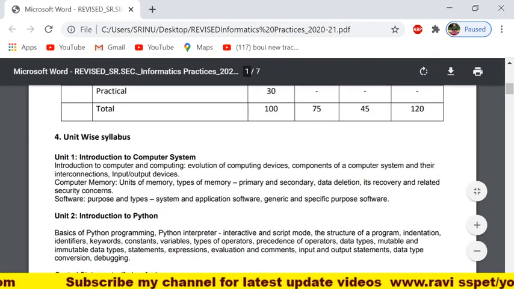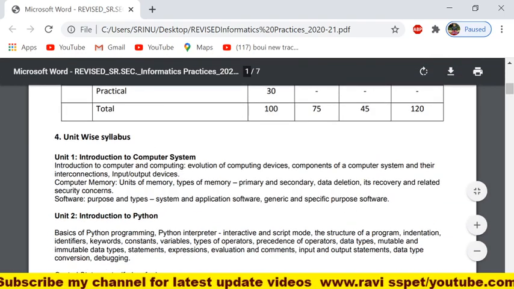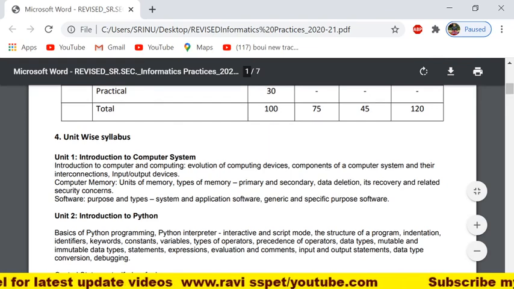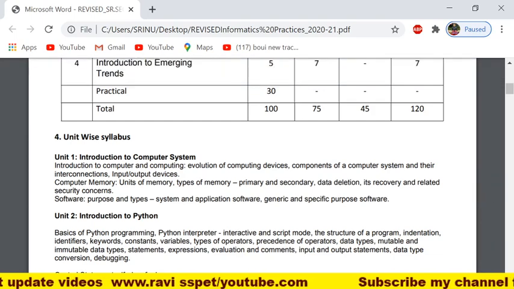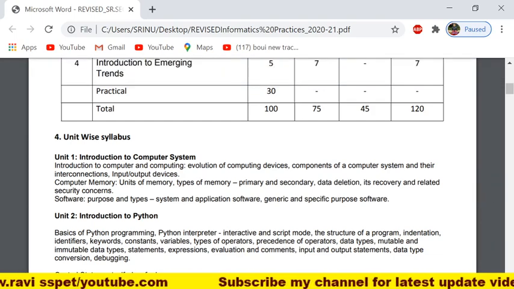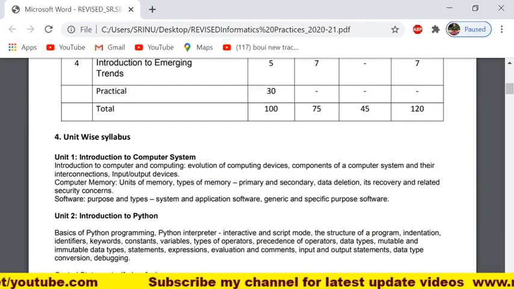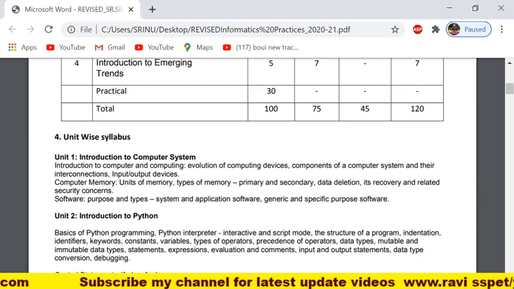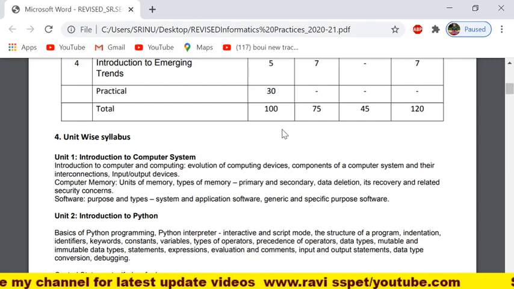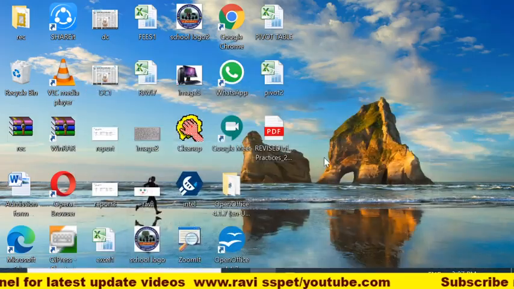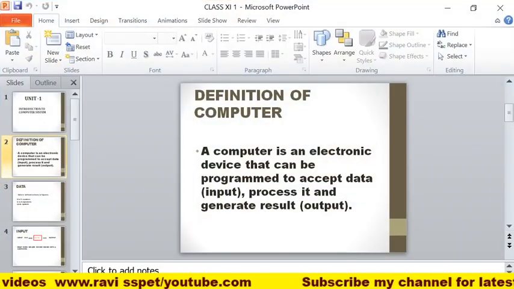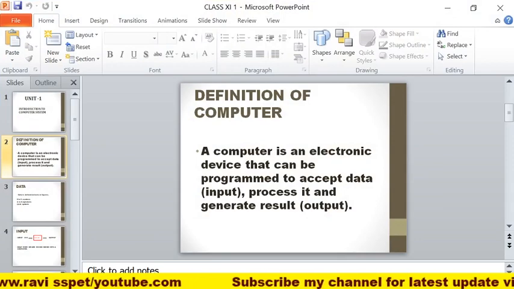Here we have the first unit, Introduction to Computer System. In this unit we have computing devices, components of a computer, computer memory, and softwares and types of softwares. So in this video, let us start the first unit, Introduction to Computer System, with the definition of computer.